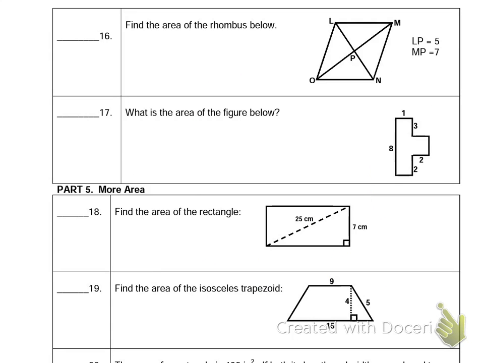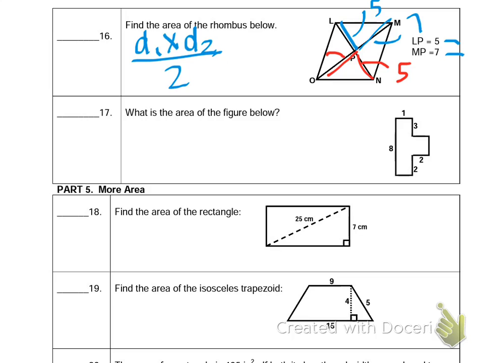Number 16. Find the area of the rhombus below. So if LP equals 5 and MP equals 7, find the area of the rhombus below. I'm going to give you a formula sheet, but to find the area of a rhombus, we have diagonal 1 times diagonal 2 divided by 2. If we look here, this 5 and this 7, it only gives us half the diagonal. So this is 5, that means that this side is also 5. This is 7, so this other side is also 7. So we need to use our full diagonals in this formula when we're finding the area of the rhombus.